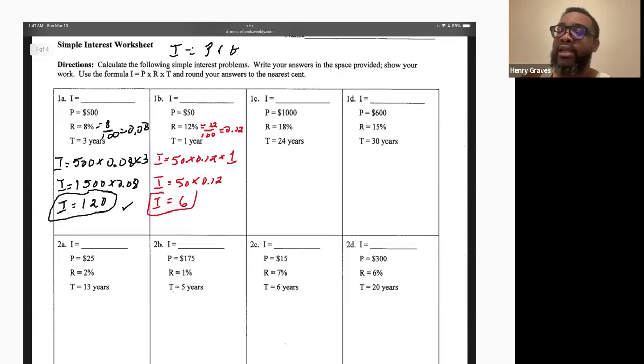I hope you guys are beginning to see how easy this really is. This one, again, the same thing. You're going to take 18 and divide it by 100. So 18 divided by 100 is going to be 0.18. So my interest is going to be $1,000 times 20 times 0.18.